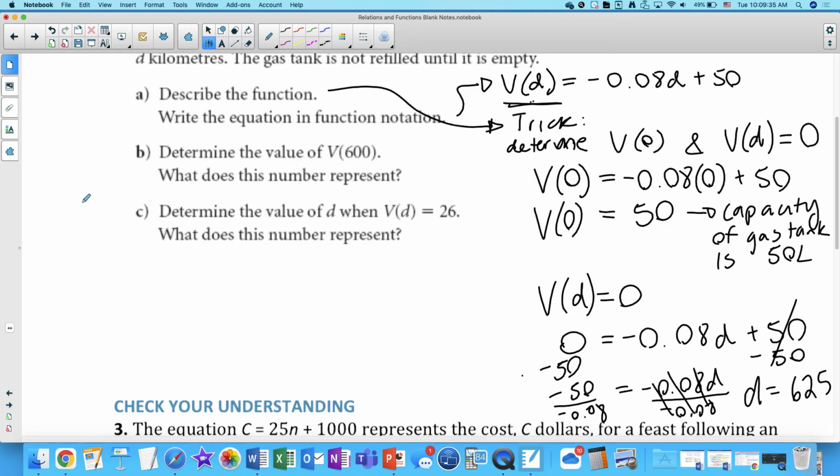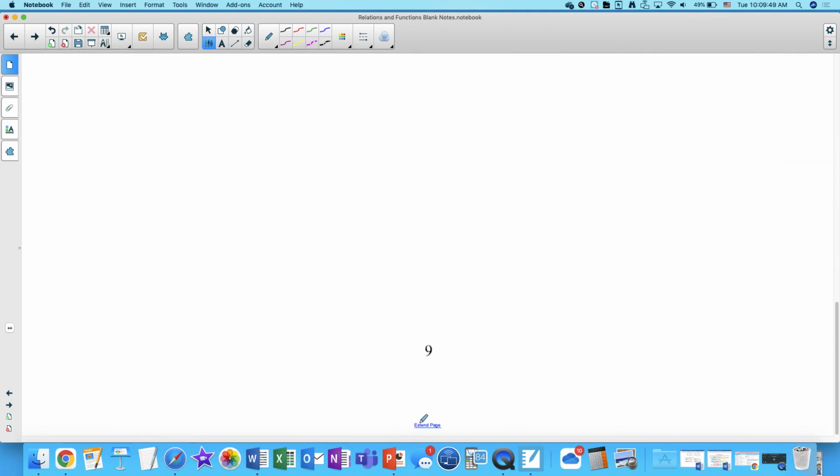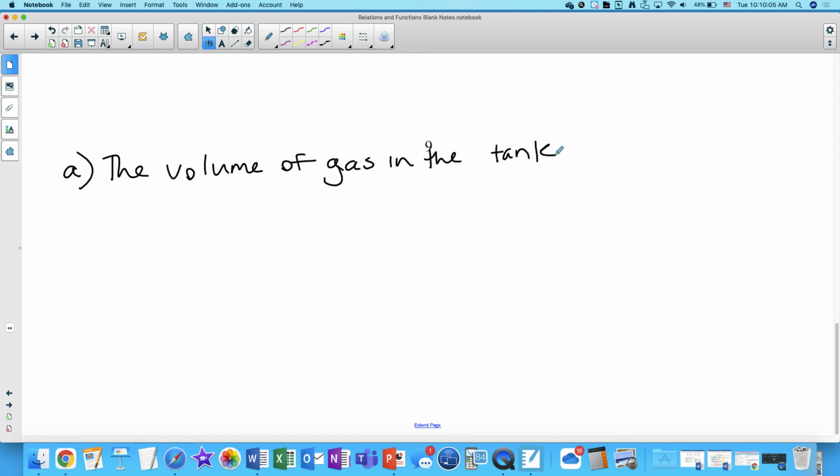I'm actually running out of space here, so I am going to write this down here. The volume of gas in the tank depends on, right? So think F is a function of X, or F is dependent on X. Volume is a function of distance, or volume is dependent on distance. It depends on the distance the car has traveled.